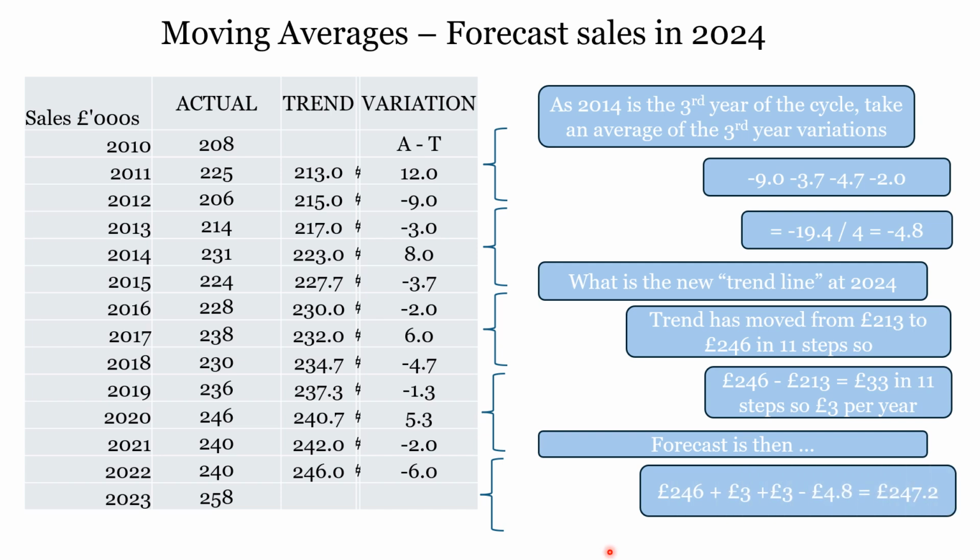there it is. So the trend is 246 plus 3 plus another 3, then take off the 4.8 which we got from the average variation, so your forecast is going to be 247.2. Well done if you got that right.